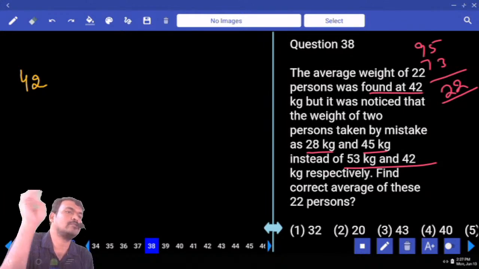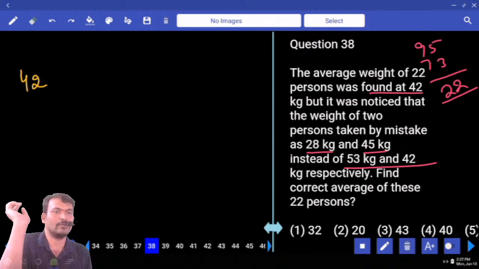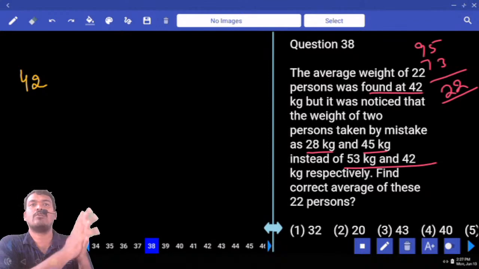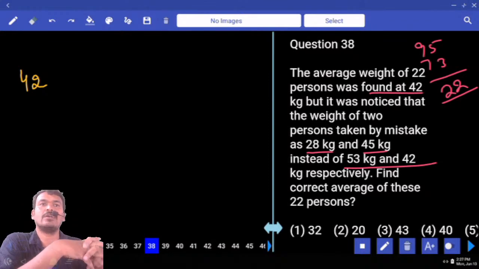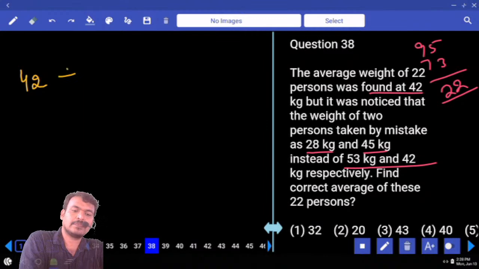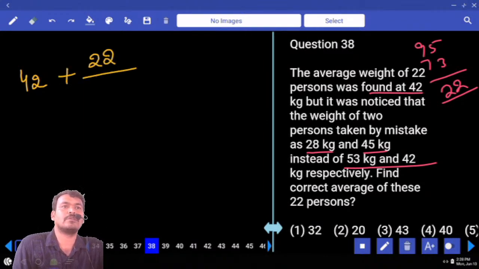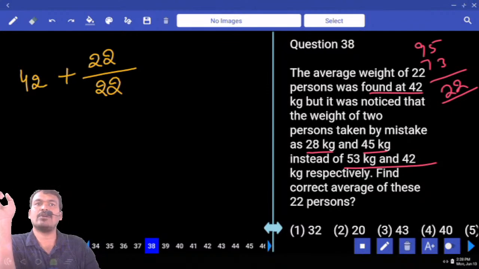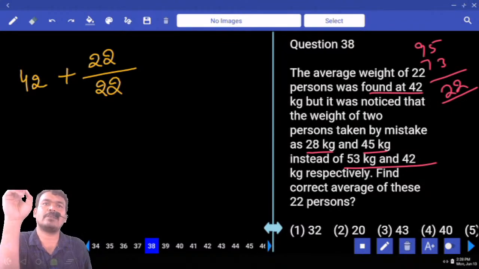How much value was taken less? 22. Then are we adding 22 or subtracting 22? Adding 22. But the 22 is distributed among all the 22 persons. 22 by 22 means we get 1. Already the average is 42, and the increased average is 1.